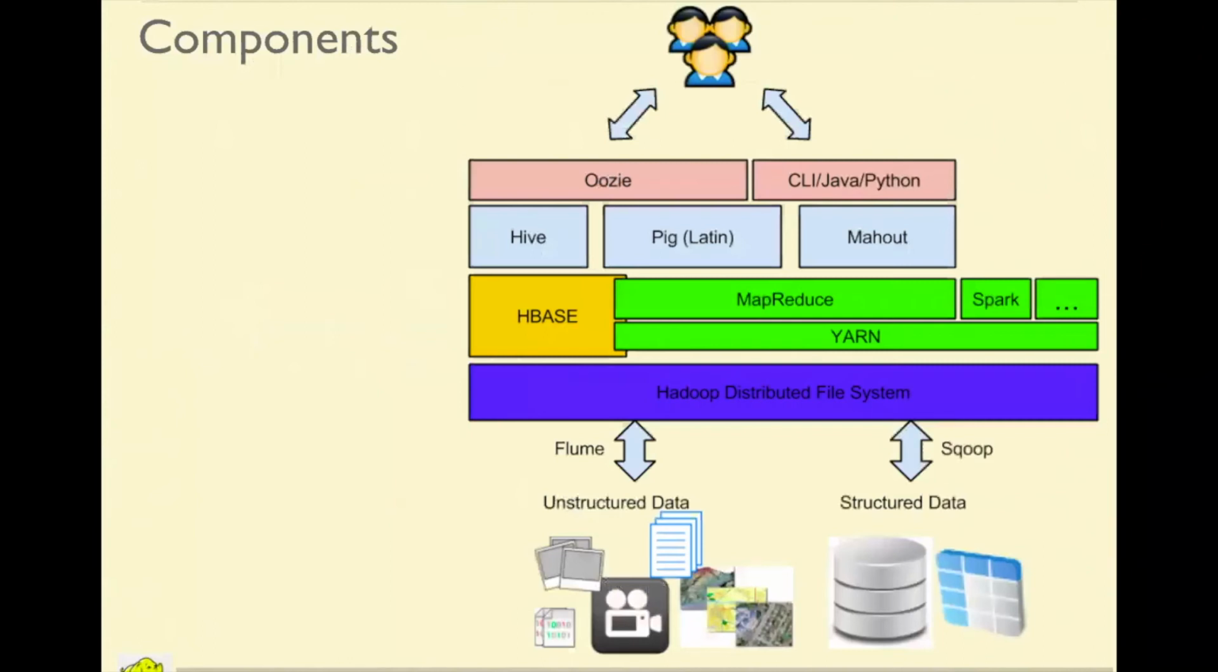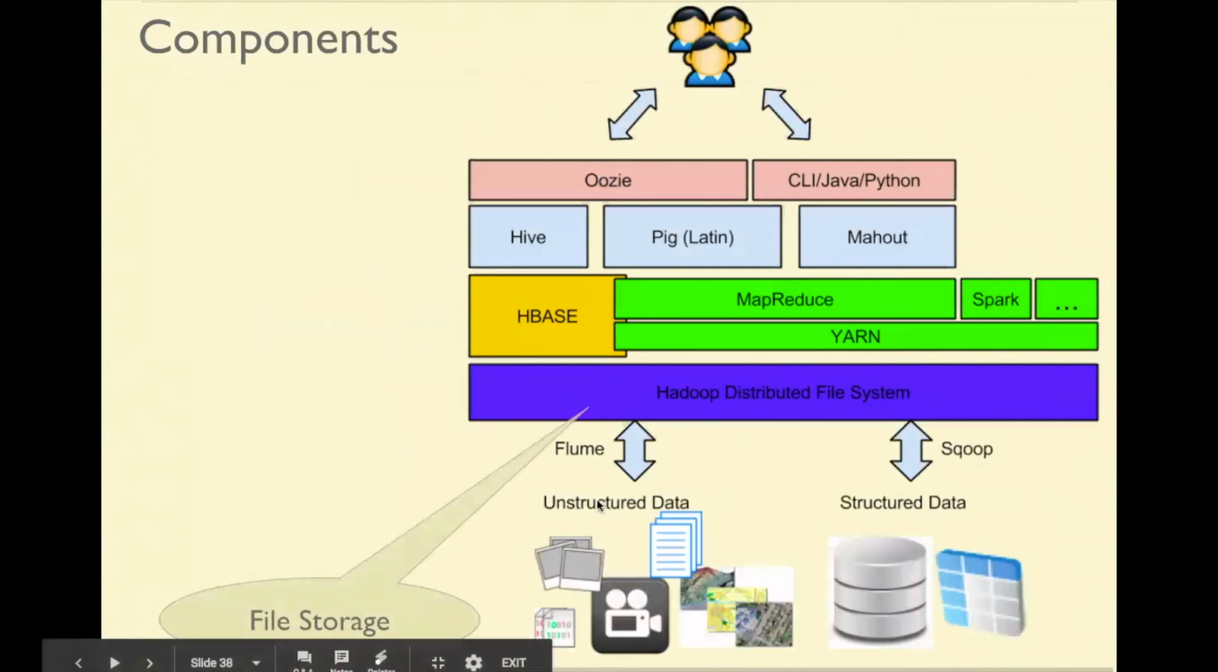Now, these are a few components of Hadoop. Almost all of these are there, just that Zookeeper is not here. The first one is a file storage. So these are the various components of Hadoop. Sometimes this diagram is referred to as the Hadoop ecosystem.